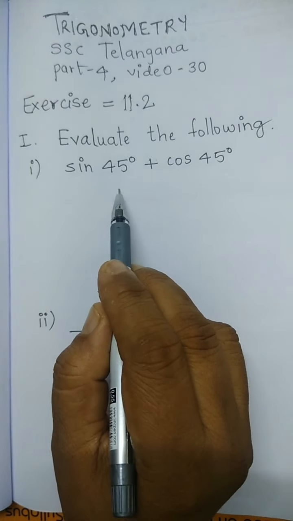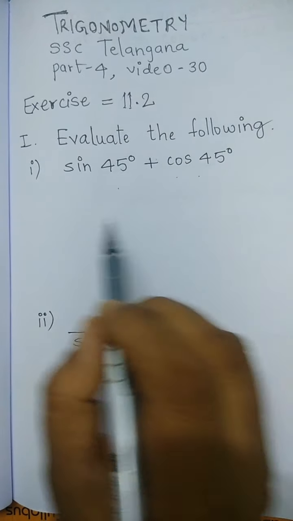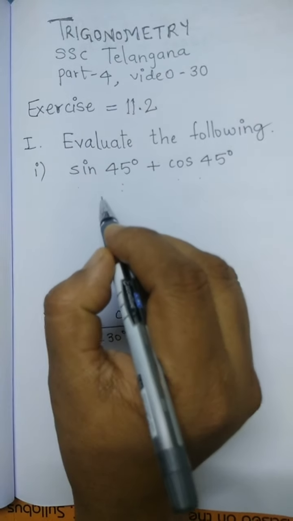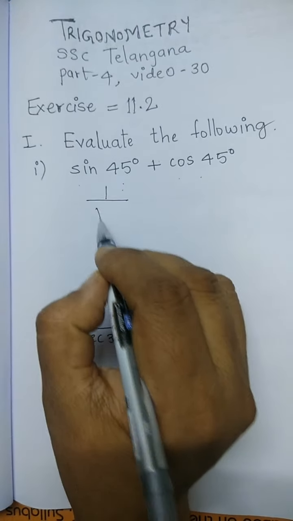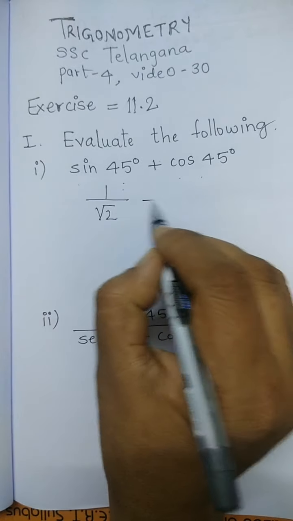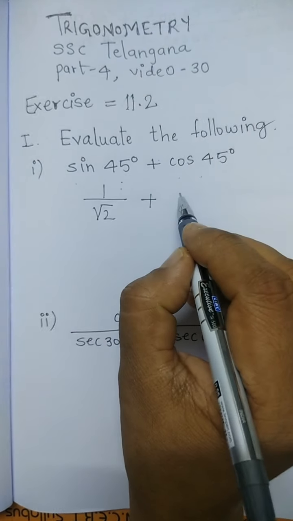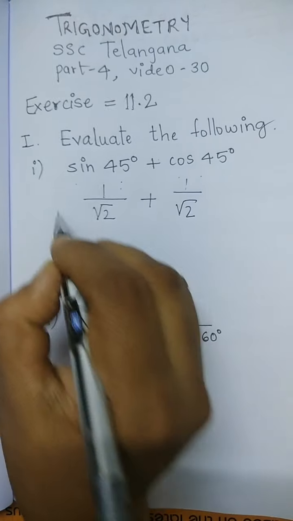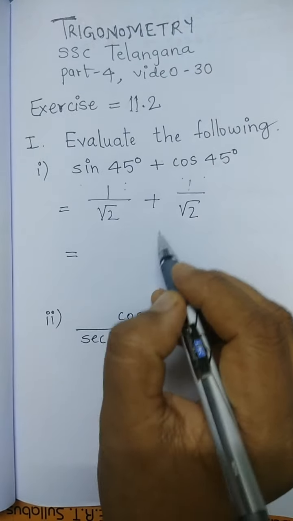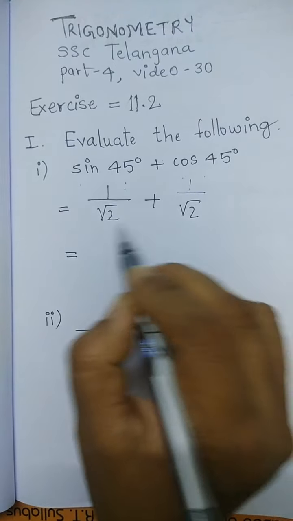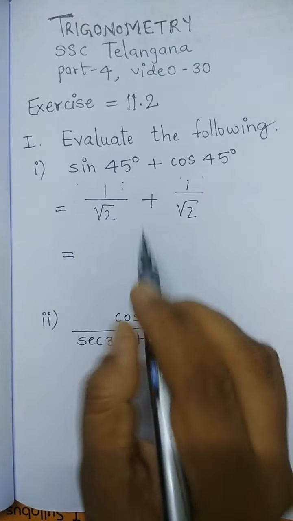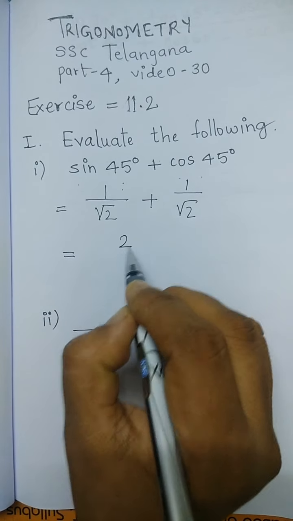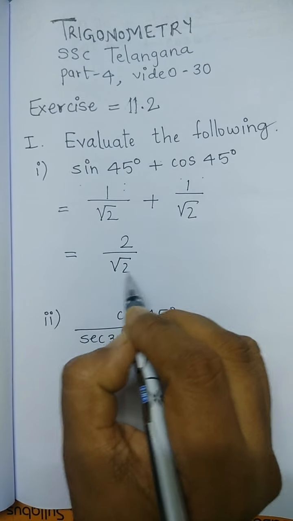Now, sin 45 degrees and cos 45 degrees. What is the value of sin 45 degrees from the table? We have learned it is 1 upon root 2, plus cos 45 degrees, whose value is again 1 upon root 2. So this we can write as, here the denominator is equal, that's why we can add the numerators directly. So 1 plus 1 will give you 2 upon root 2.